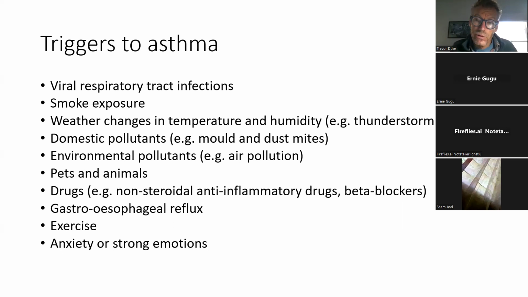And then some children have their asthma triggered by gastroesophageal reflux. They reflux their gastric contents and aspirate a little bit, and that can cause bronchoconstriction. And some children have a type of asthma that's triggered by exercise. So when they go for a run, they get very wheezy, more so than they would if they were just exercising normally. And then for some children, anxiety or strong emotions can trigger their asthma, but usually it's a combination of these things that triggers asthma in a child.